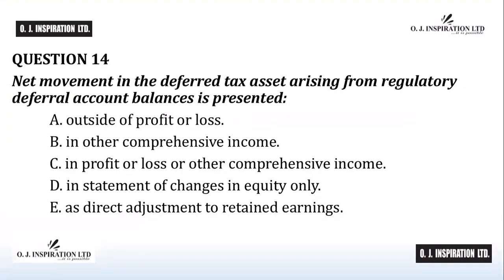Question number 14. Net movement in the deferred tax asset arising from regulatory deferred account balances is presented A, outside of profit or loss, B, in other comprehensive income, C, in profit or loss or other comprehensive income, D, in statement of changes in equity only, E, as direct adjustment to retained earnings. Some counts.